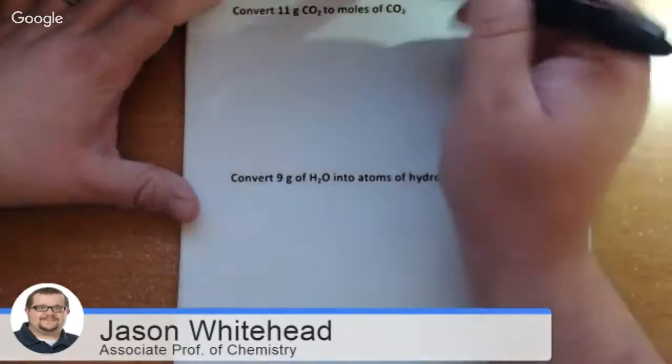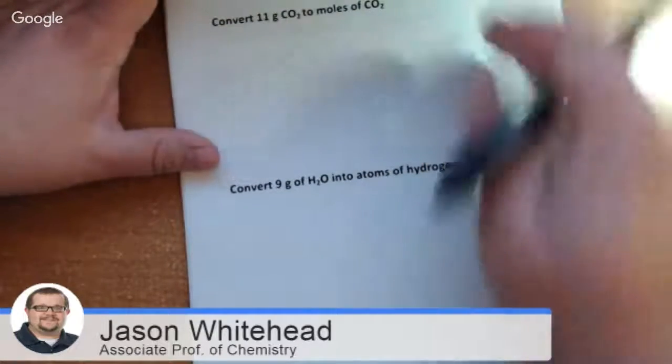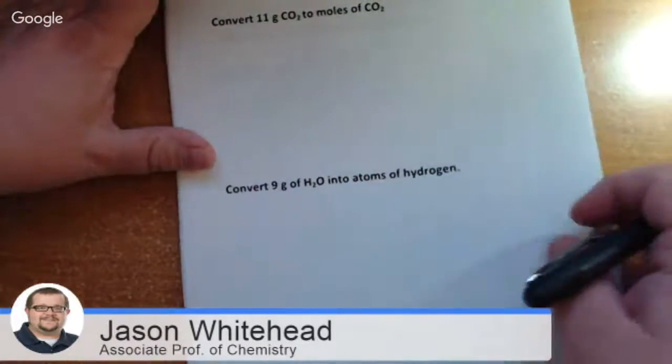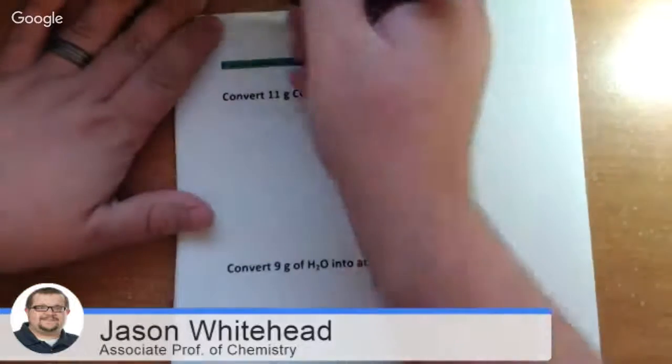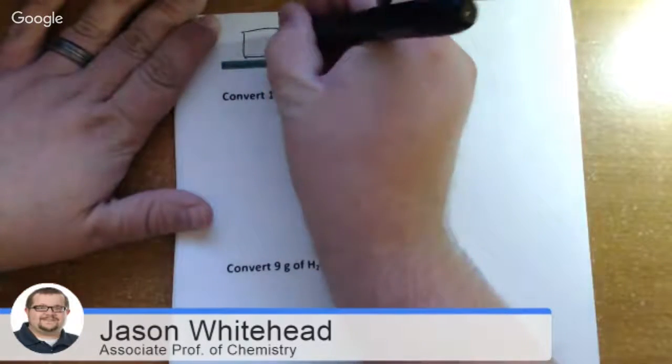Okay, conversions. Something really, really good to memorize is this chart.